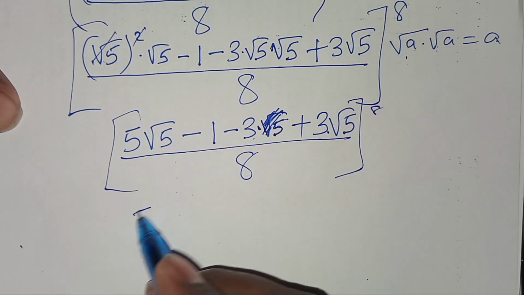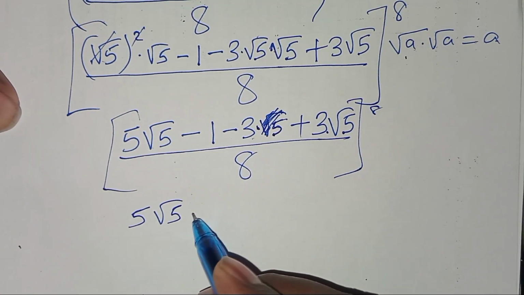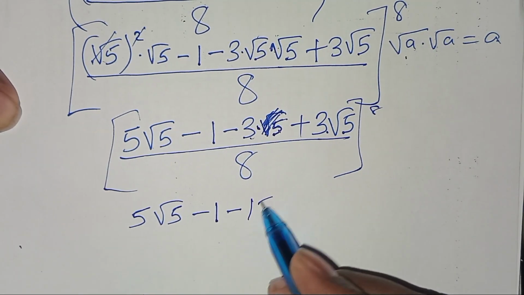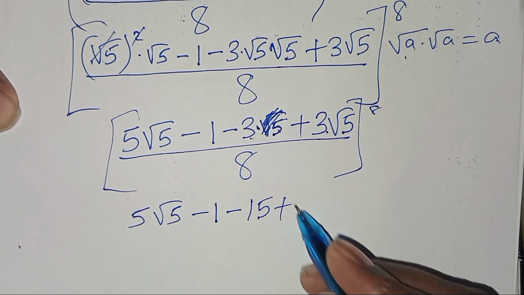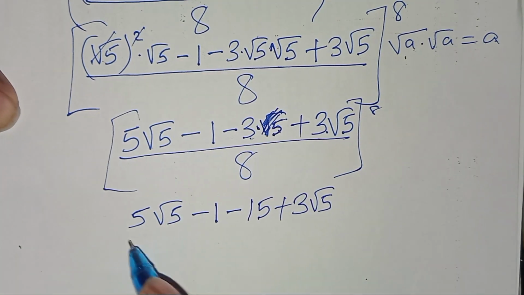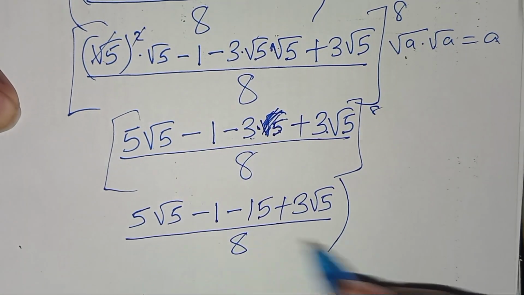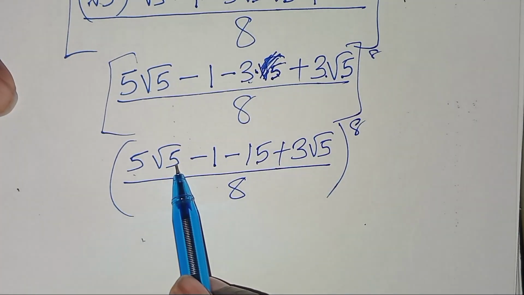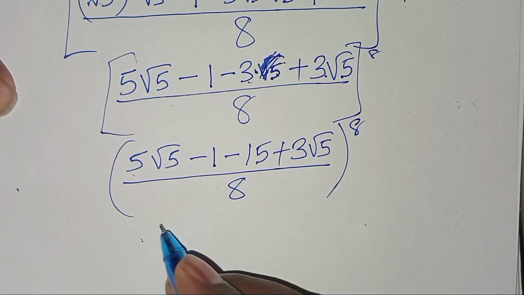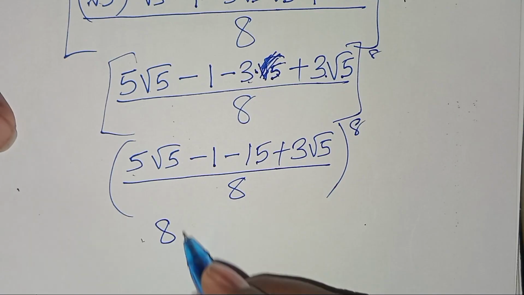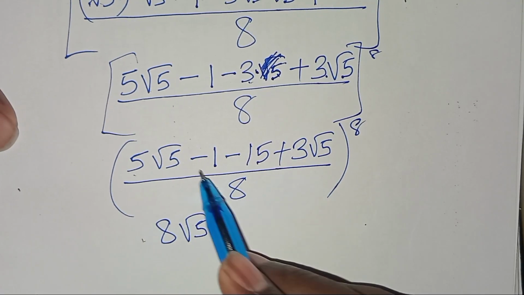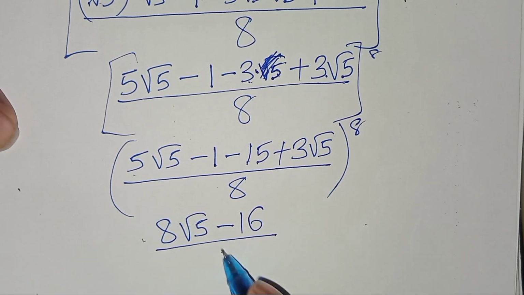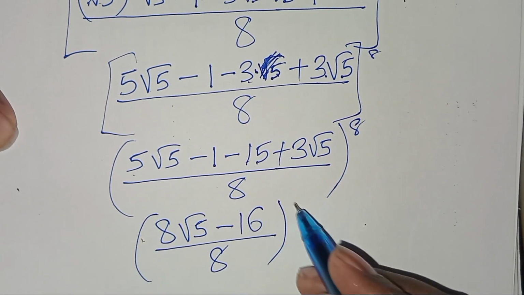Now here we'll have 5√5, minus 1, minus 3 times 5, which is actually 15, plus 3√5, divided by 8 raised to power 8. Now here we will have 5√5 plus 3√5, which is actually 8√5, minus 1 minus 15, which is actually minus 16, divided by 8 raised to power 8.